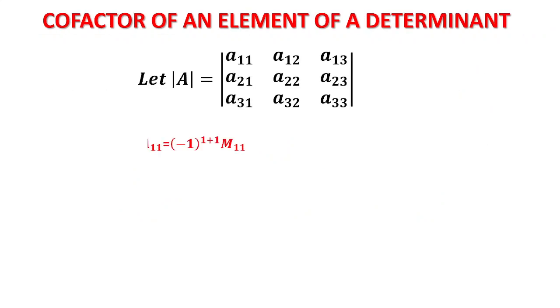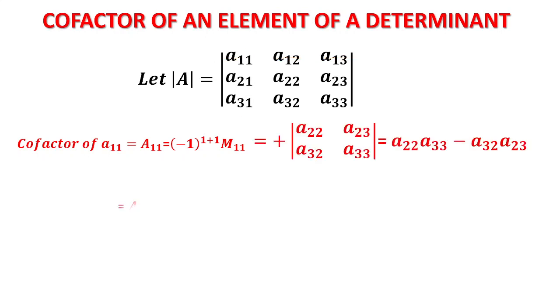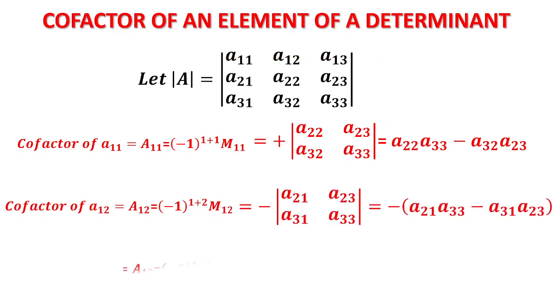Well, this is the element I am taking. Cofactor of A11 will be minus 1 whole power 1 plus 1. All of you know 1 plus 1, because it is A11. Now you got it. Then for A12, its minor will have a negative sign. For A13, it will be positive.